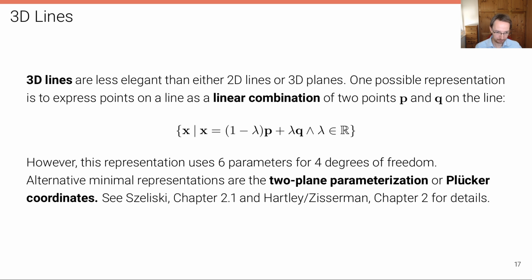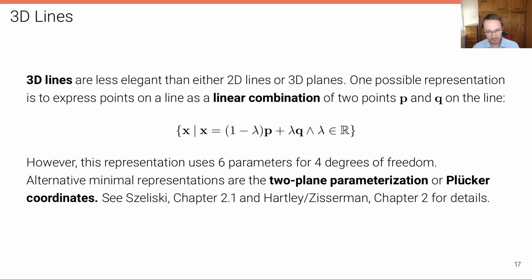Okay. Now 3D lines are a little bit less elegant than either 2D lines or 3D planes to express. One possible representation is to express points on a line as a linear combination of 2 points, P and Q, on that line, as done here. It's this convex combination. However, this representation uses 6 parameters for 4 degrees of freedom. A 3D line has only 4 degrees of freedom, and we're using 6 parameters here, which is not ideal.